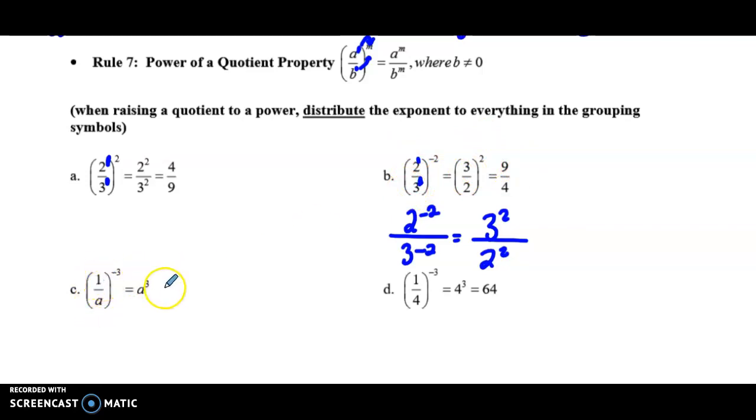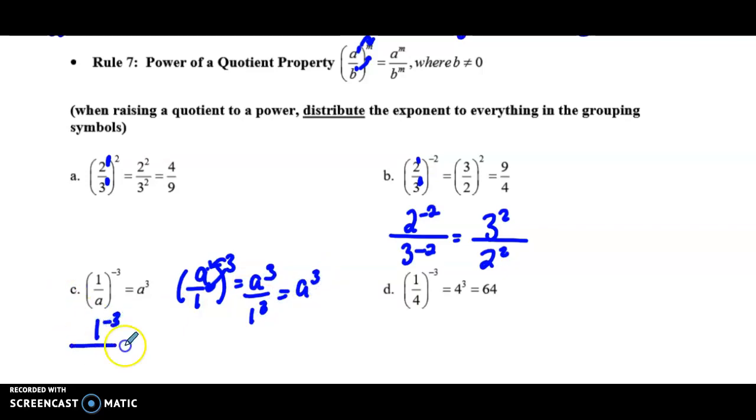So same thing down here. You can automatically flip this to become a over 1 to the positive third, which then you do a to the third over 1 to the third, and 1 to the third is just 1. Or you can say this is 1 to the negative 3, a to the negative 3, pop it to the bottom, pop it to the top, and you are good to go.